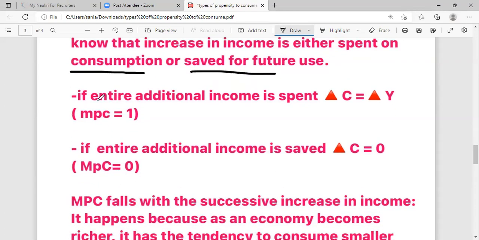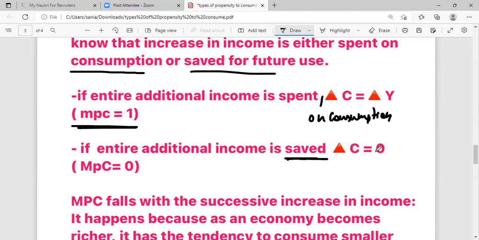So if you are going to spend your entire additional income on consumption, that means change in consumption is equal to change in income. At that moment, your MPC will be 1. Remember this. If you are spending your entire income on consumption, then your MPC is going to be 1. If you're going to spend your entire income on savings, right?